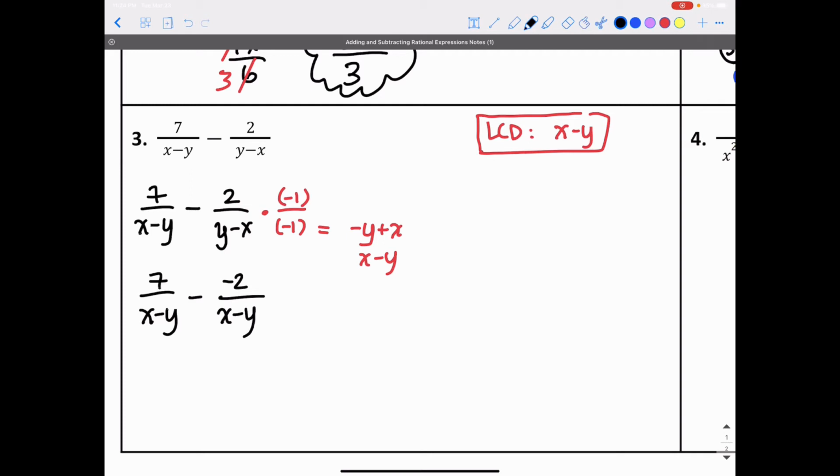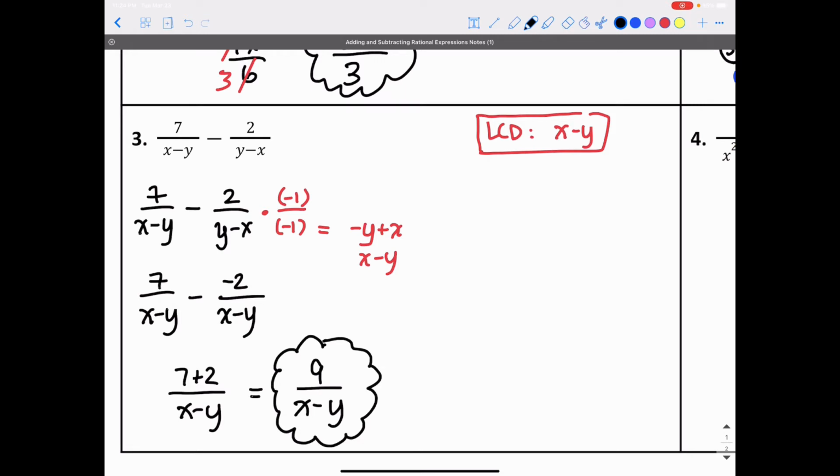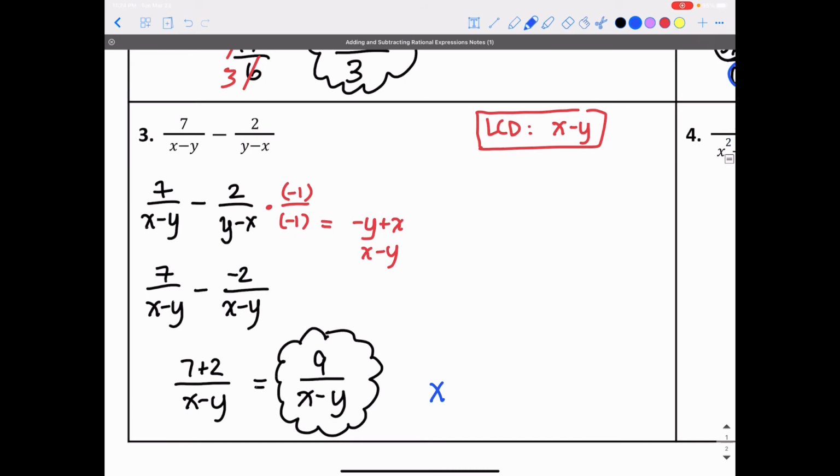And I get 7 minus negative 2, or 7 plus 2 over x minus y, which is 9 over x minus y. And this is my answer because I can't simplify that any further. And then I have to say what my restrictions are. My restriction is that in either of these cases, I can't have x and y equal to each other. So x cannot be equal to y.